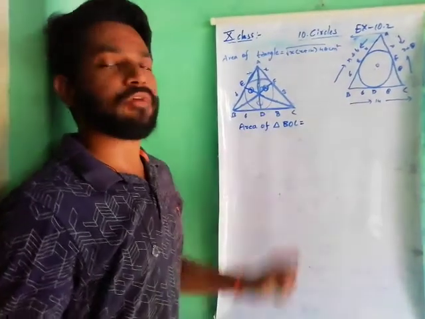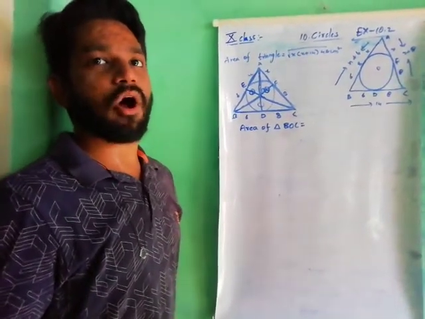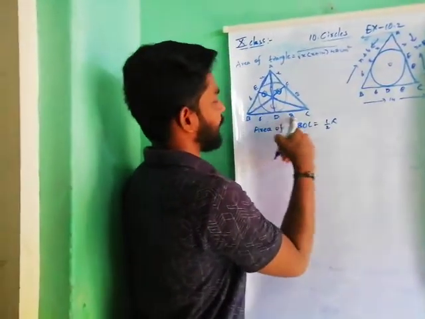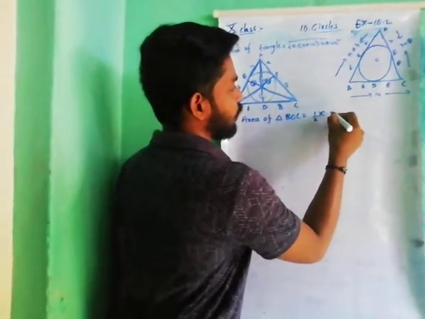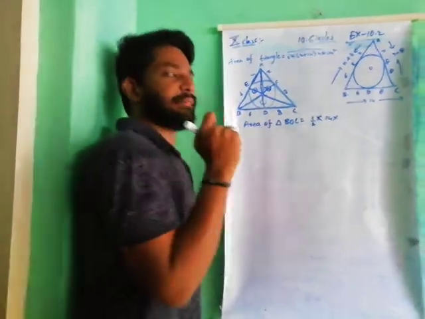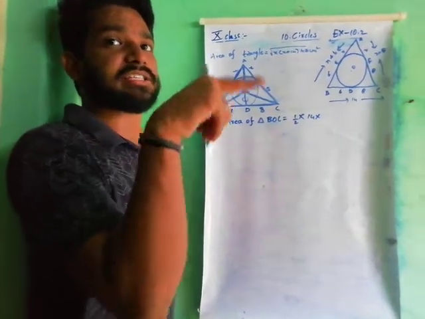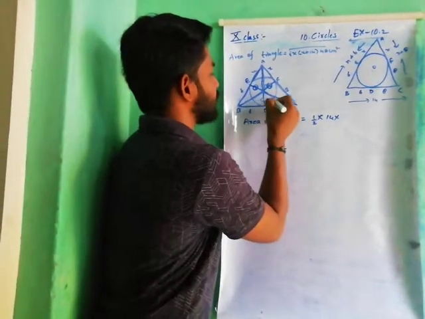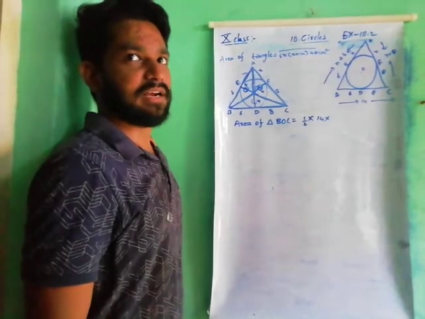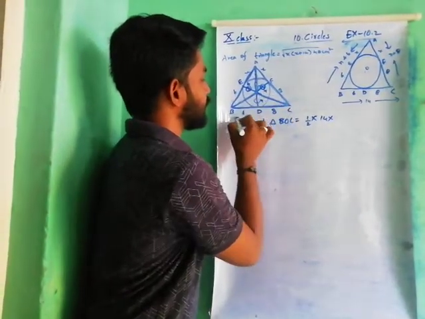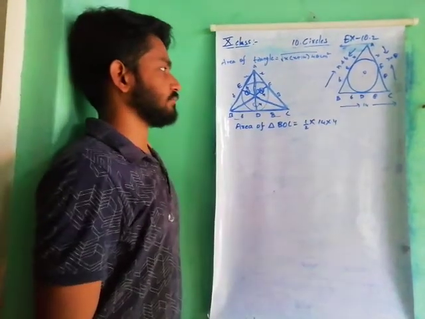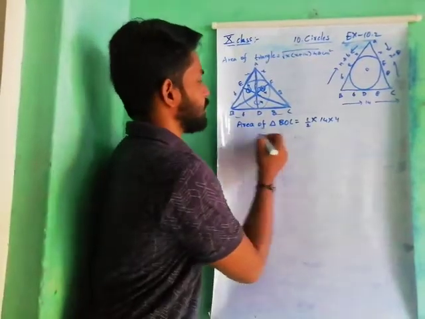The regular formula to find the area of a triangle is half into base into height. What is that? Half into base into height. Here the base is 6 plus 8, total 14, into height. Height how much? Already mentioned in the question: the radius of the circle is 4 centimeters. So this is also 4, this is also 4, this is also 4 centimeters. So the total base is 14 and the height is 4 centimeters. Understand? So what is the value?